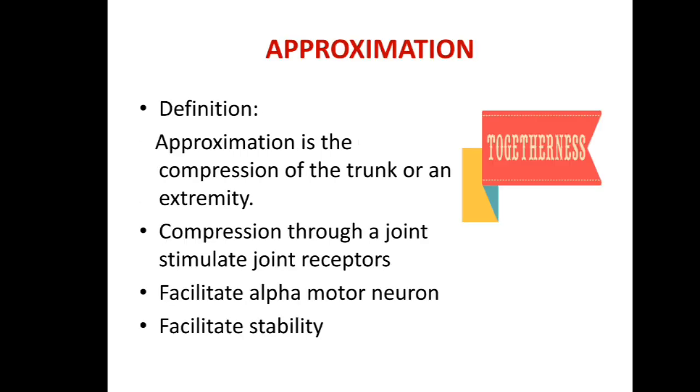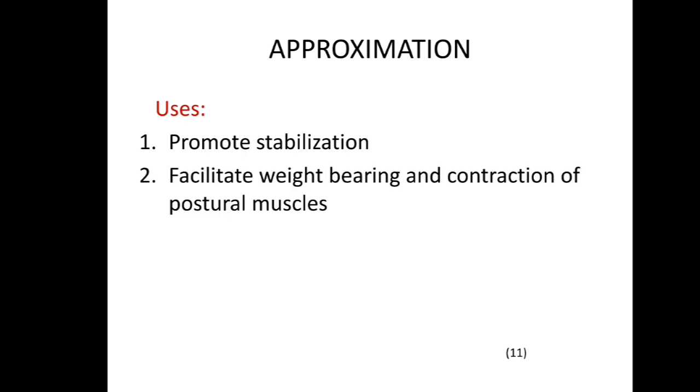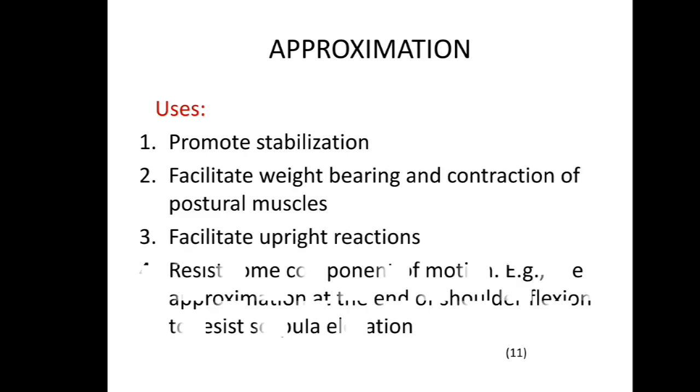Next we have approximation. It is the compression of the trunk or an extremity. Compression through a joint stimulates the joint receptors. It also facilitates the alpha motor neuron and stability. So basically it promotes stabilization, weight bearing, contraction of postural muscles, upright reactions, and resists some components of motion.